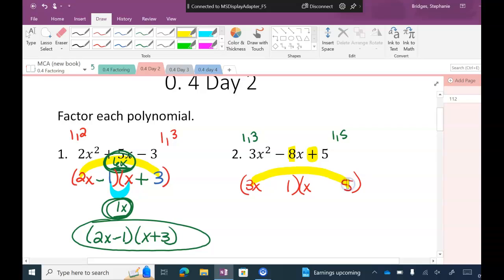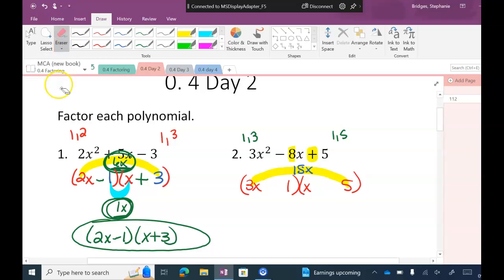What is 3 times 5? 15. Okay. If we're trying to add to get 8, isn't 15 already too much? Okay. So what that tells me is this placement is not going to work. I don't need to switch the 3 and the 1, but I can switch the 1 and the 5.